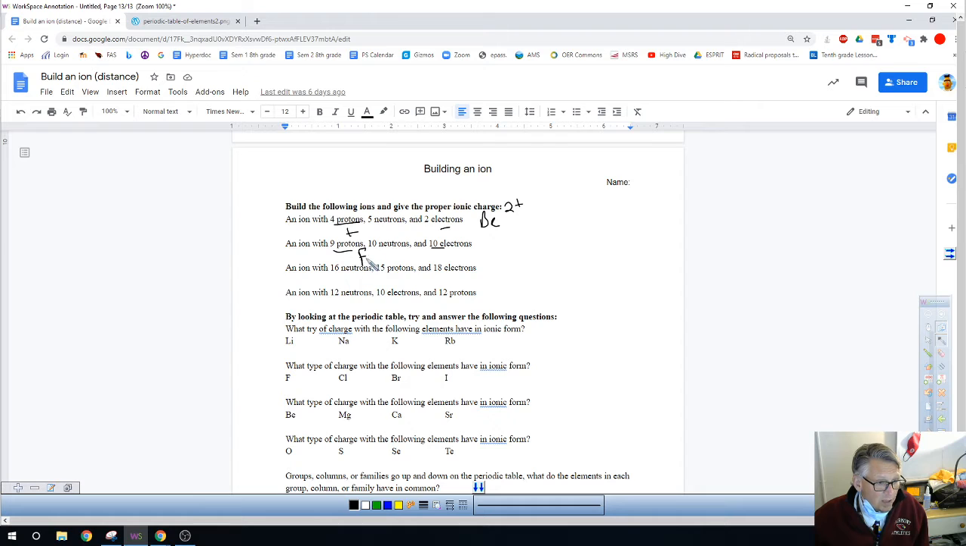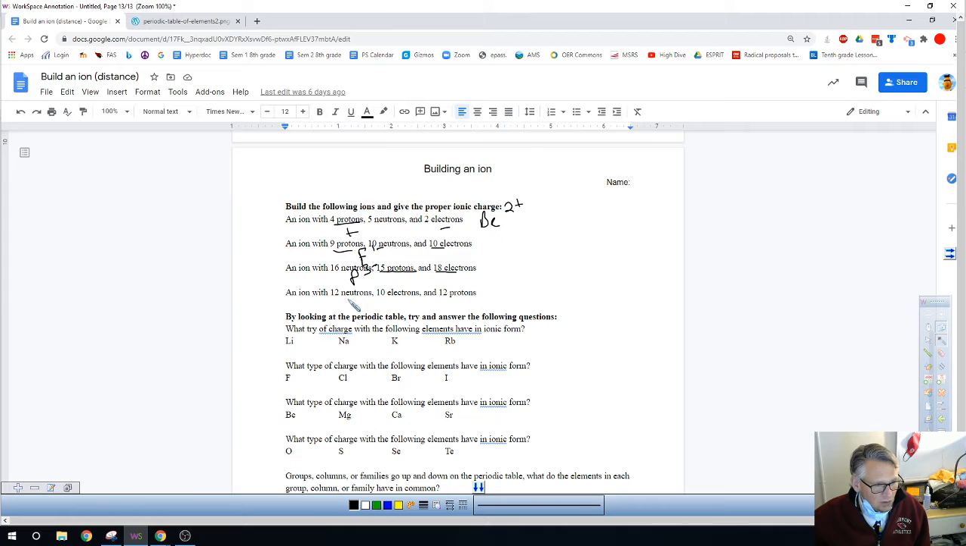So it has 1 more negative electron than positives. So that means fluorine is going to be a 1 negative. An ion that has 16 neutrons, 15 protons. I switched them around on you. 15 protons give us phosphorus, P. So it has 15 protons, 15 positives, and 18 negatives. So that means that it has 3 more negatives. So that'll give us a 3 negative.